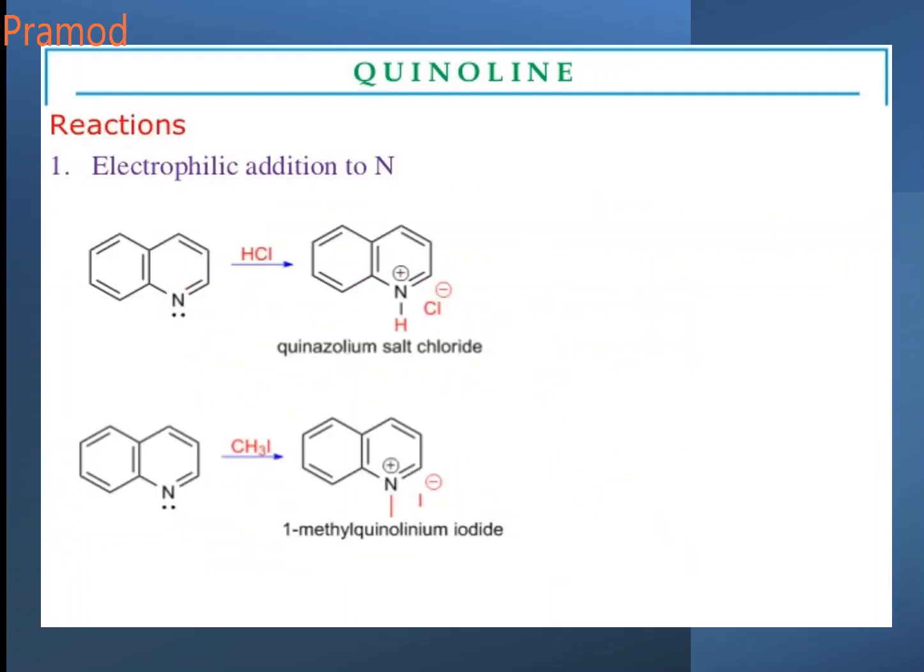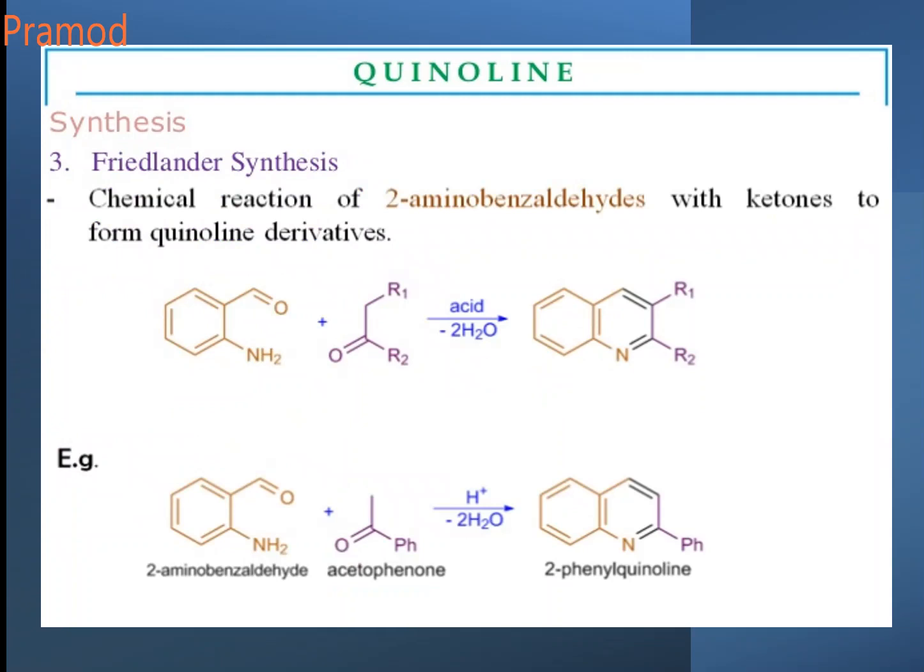So what is the next? The third method is Friedlander synthesis. What is this reaction? Here you have 2-amino benzaldehyde. You treat it with a ketone.